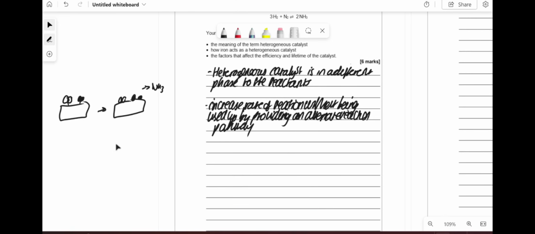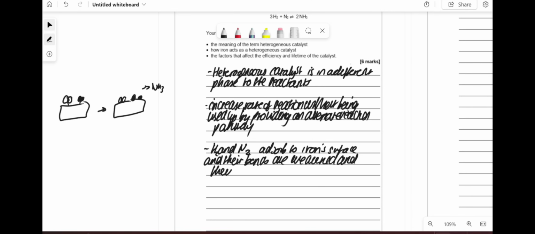So hydrogen and nitrogen adsorb to the iron surface, and their bonds are weakened, and they react, and then the products desorb. So the products desorb, and that's it. There's that done.